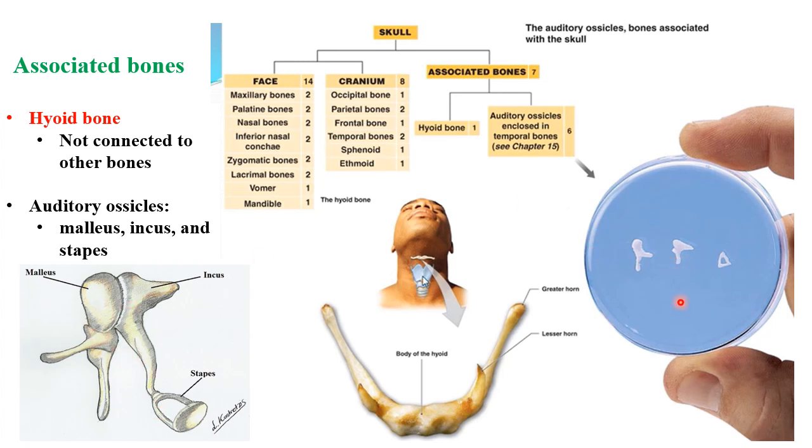And then you have this other bone here that's called the hyoid bone. This bone is not connected to anything. It is just before your vocal cords, right? Just before the throat. So this is basically connected to muscles and ligaments. It's not connected to other bones. Okay, so here are your associated bones.